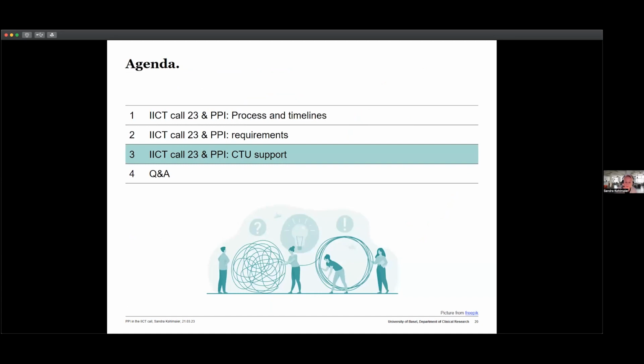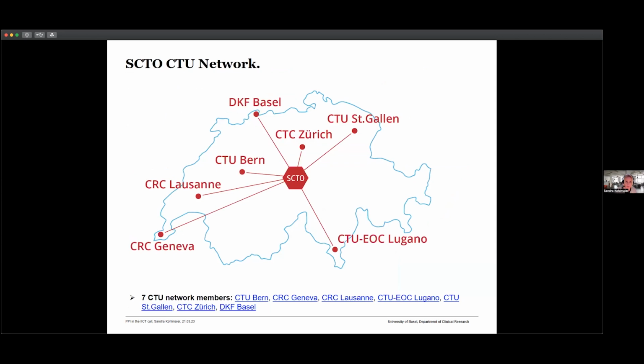So coming to the CTU support. As you might know, there's a network of CTUs in Switzerland, and there are 7 CTU members from Bern, Geneva, Lausanne, Lugano, St. Gallen, Zurich, and Basel. And I'm sure one of these CTUs is your CTU, and they are very happy to help you with the IICT call and also, I guess, with PPI. So just contact them and ask them for support.